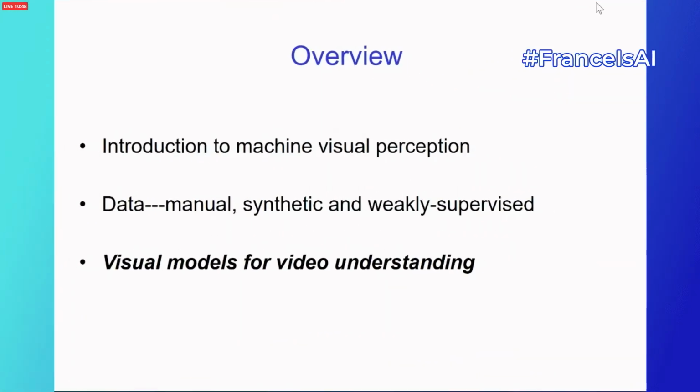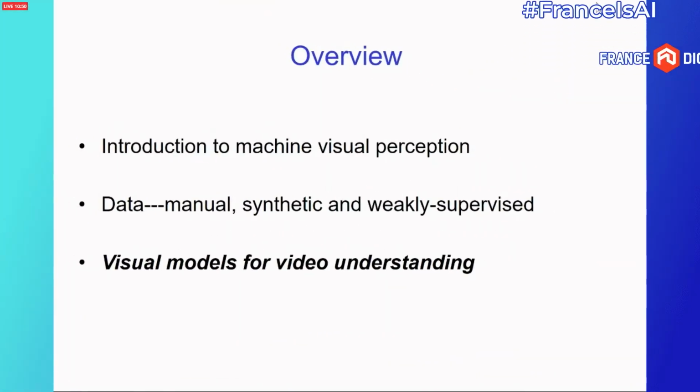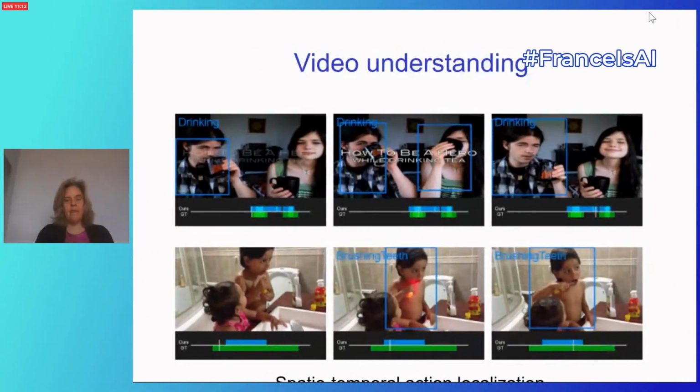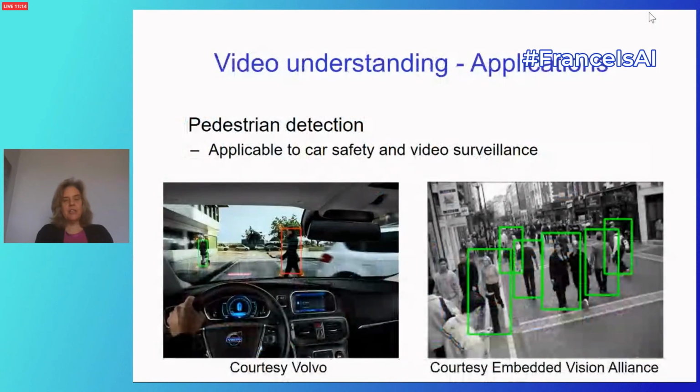I'll now move to the second part of my talk, which is how to design visual models for video understanding. The goal of video understanding is to spatio-temporally localize actions. We want to know when in the video the person is drinking and at which moment in time. Or similarly, we want to know where the child is brushing his teeth and for how long. There are many potential applications.